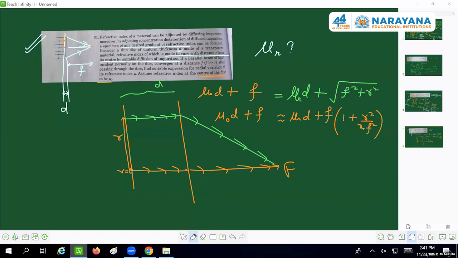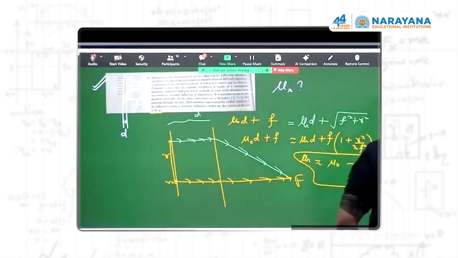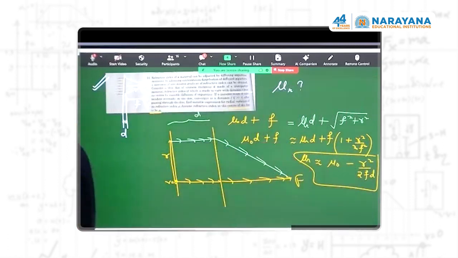I think now it's simple. Mu r from this can be approximately written. This term will cancel out. So it is mu naught d term will be taken care of, minus r square by twice of f into d. And check that. So it comes out as mu naught minus r square by twice of f, and d term will be there. So we will get this result, right?